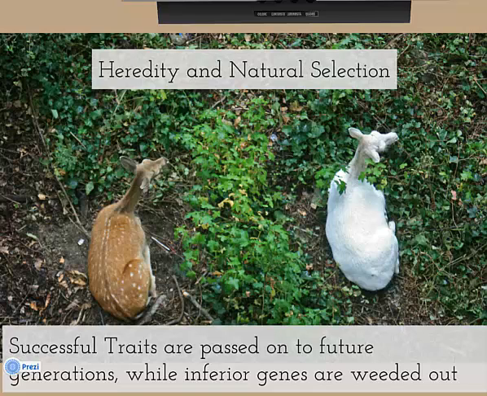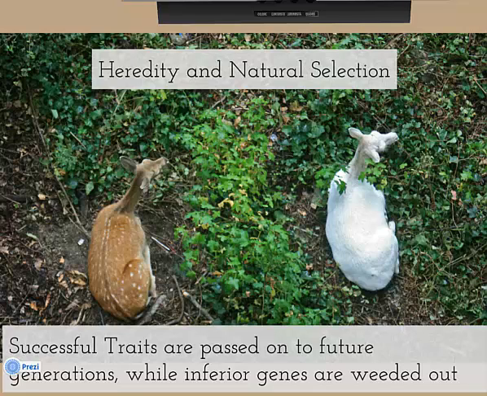Now, in order for a trait to be selected upon, it must be available. So, heredity and natural selection go hand in hand. The traits that are chosen by natural selection are present and must be inheritable. So, say a deer gets run over by a truck and loses a leg and is rehabilitated and released back into the wild and manages to have offspring. Having 3 legs will not be passed on to future generations. That's not genetic. However, traits like albinism are.